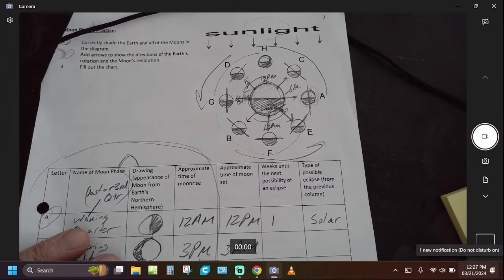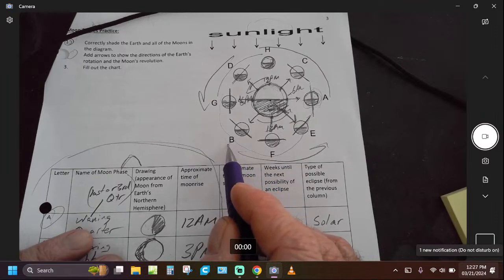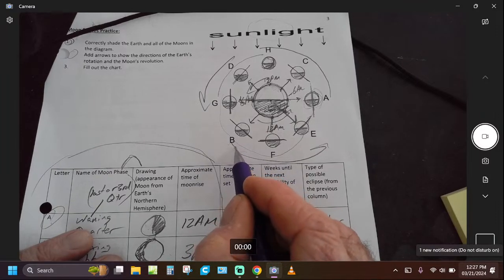And then for B, B is right here. So tell me when I get to the next position where there could be an eclipse.